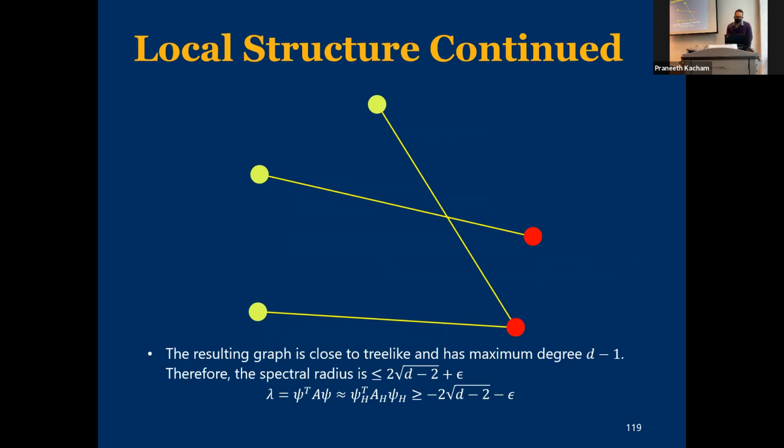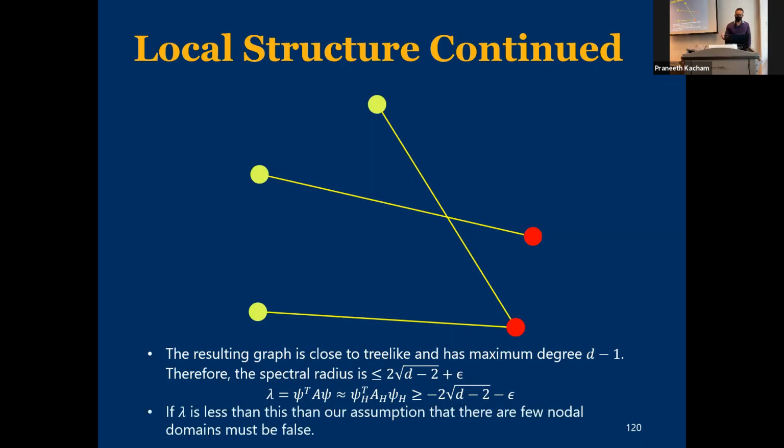Okay, so the resulting graph is close to tree-like, has maximum degree d minus 1. Therefore, the spectral radius is at most 2 square root d minus 2 plus epsilon. That means that the lambda that we started out with has to be greater than or equal to minus 2 square root d minus 2 minus epsilon. I think I said 1 before, I meant 2. So if lambda is less than this, then our assumption that there are a few nodal domains must have been false.